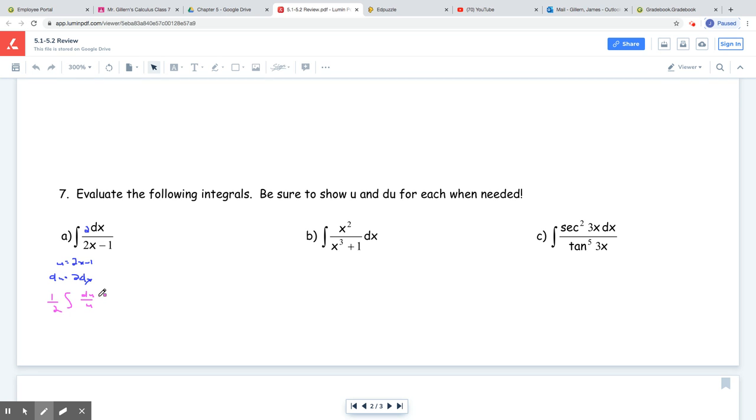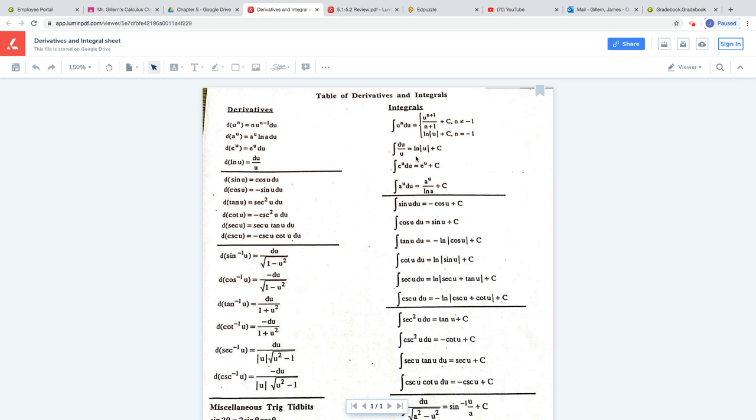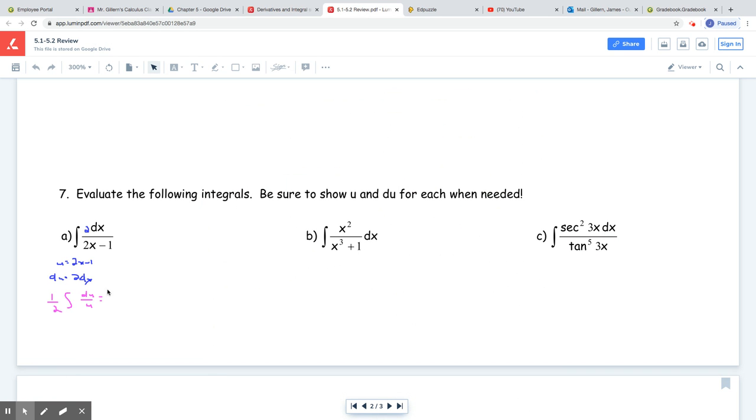All right, and if you forget what du over u is, you look on your formula sheet. Remember, you can look on your formula sheet and it says the integral of du over u is the natural log of u plus c. So use the formula sheet. Okay, so I just write 1/2 natural log of the absolute value of u, which is 2x minus 1, plus c, and I'm done. That's all you have to do.